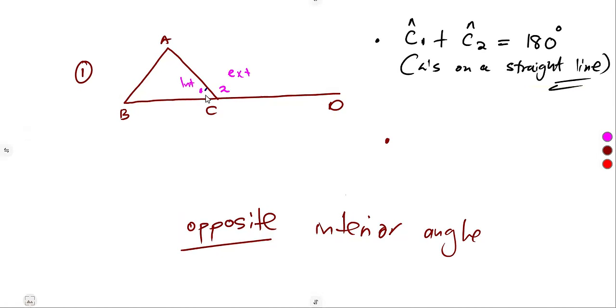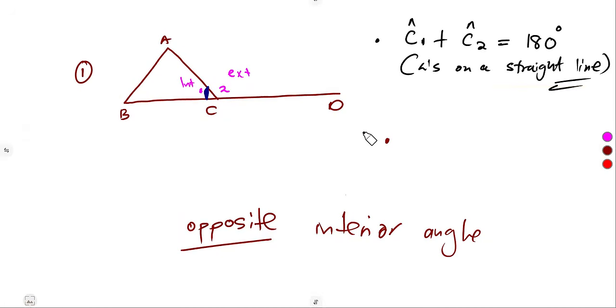I want us to see what is opposite to the interior. This is our interior, the one inside, angle C1. That's our interior angle. So we are saying the opposite interior. The opposite will be A and B. Those are the opposite angles that we are seeing there. So their sum must give us the exterior angle, angle C2.